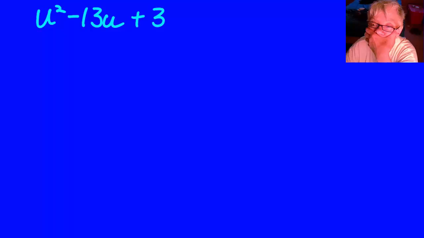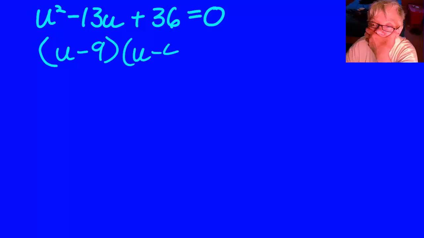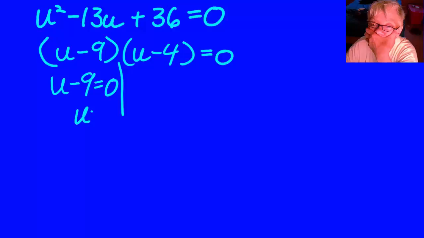You can solve this one by factoring, and that's the way I did it, but you can use the quadratic formula. You can even use completing the square, whatever method you like the best. I factored this into u minus 9 times u minus 4, set equal to 0. And then I separately set each factor equal to 0. If u minus 9 equals 0, then u equals 9. If u minus 4 equals 0, then u equals 4.